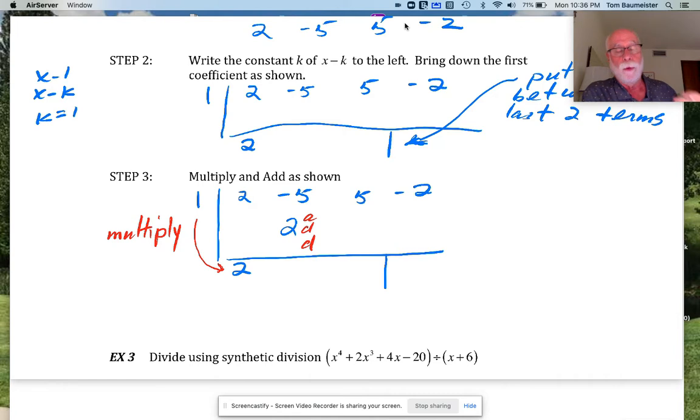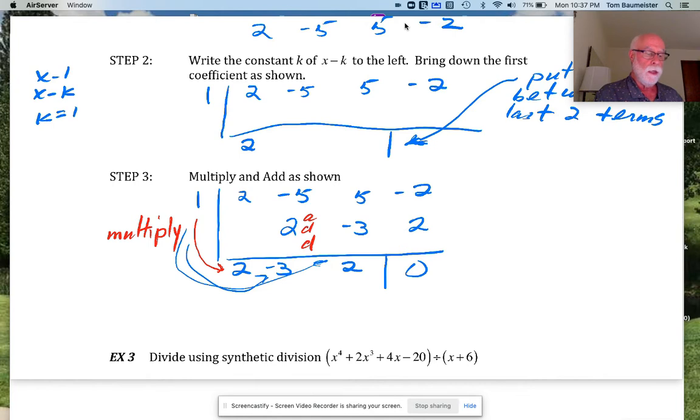Remember, when we were doing polynomial long division, we subtracted. That's what makes this easier to do. So I have negative 5 plus 2, which gives me negative 3. I'm going to do the same thing: multiply 1 times negative 3, which is negative 3, and add. That gives me 2 here. 1 times 2 is 2. Negative 2 plus 2 is 0.